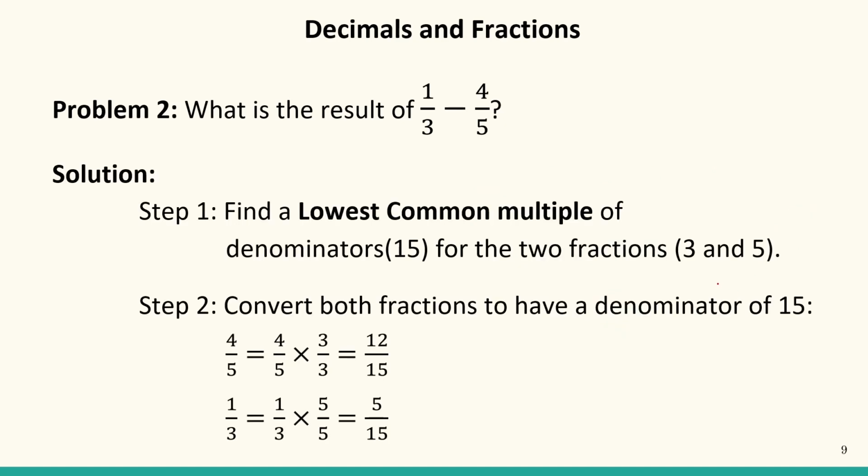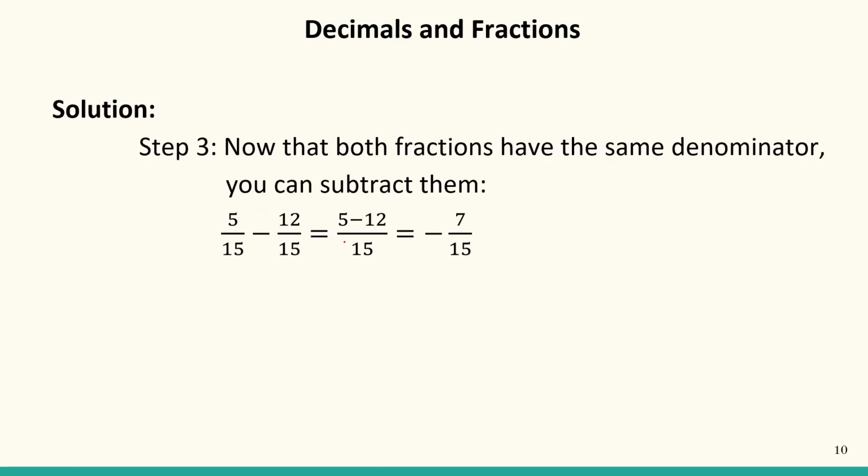What we did was we found the multiple series, then we found the common, and then we got the lowest among them. And 15 was the LCM of the two fractions' denominators, 3 and 5. Then we converted both the fractions to have a common denominator of 15. This is how we did it. Then we subtracted, 5 minus 12, and this is the answer that we got.